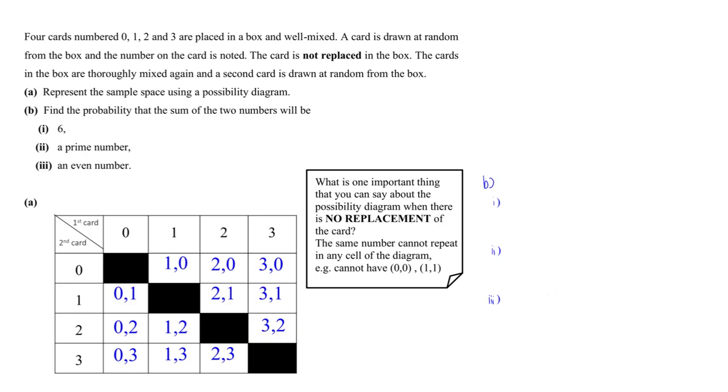At this point it is useful to note that the card will not be replaced, which means that we are not going to put that card back into the box anymore. Meaning, if the card we have just drawn is 0, and we have taken out that 0 and put it to one side, we are not going to put it back into the box. Is there any more 0 in the box? No more. That's the meaning of not replaced. That means the same number cannot repeat itself.